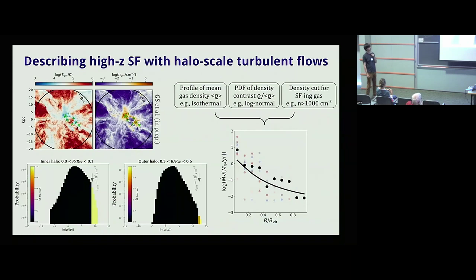So this provides an explanation for the normal SFE from our simulations, which is due to the broad density distribution, which makes the mass fraction of star-forming gas small, even though the SFE per free-fall time can be high. And this also provides us a physical perspective to model high-redshift galaxy formation without assuming an equilibrium disk.